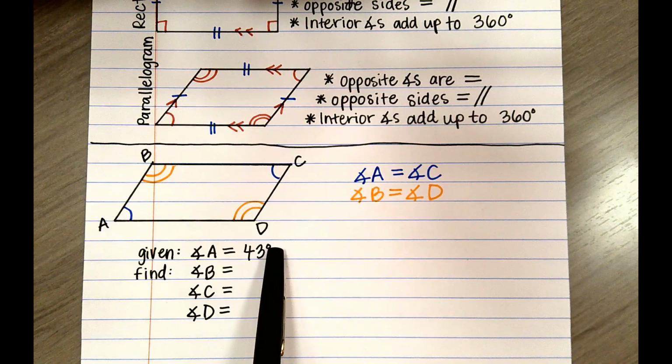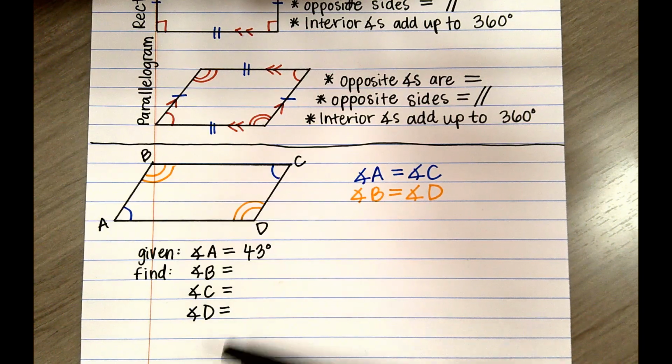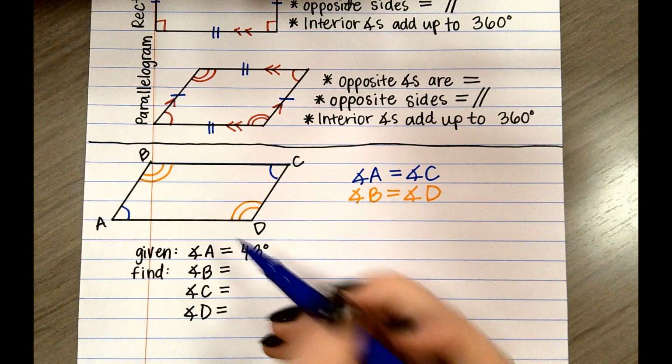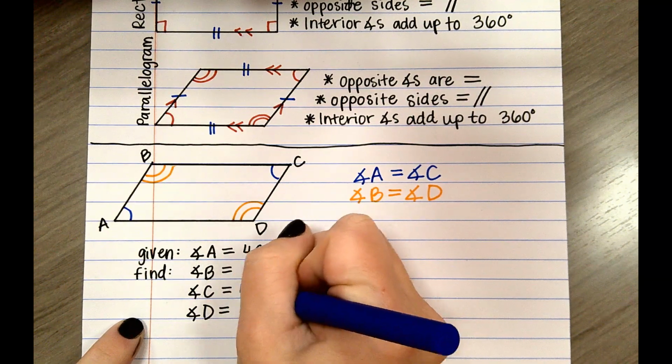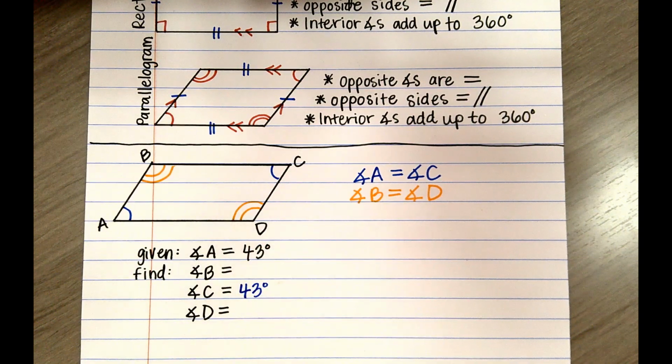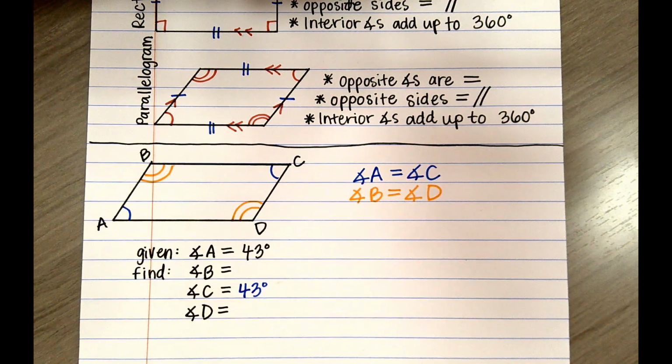Because A and C are equal, angle C will also be 43. So let's go ahead and put that in. We know that C is 43 degrees. And you know that all of the interior angles add up to 360 degrees. So what could I do to find the other angles?